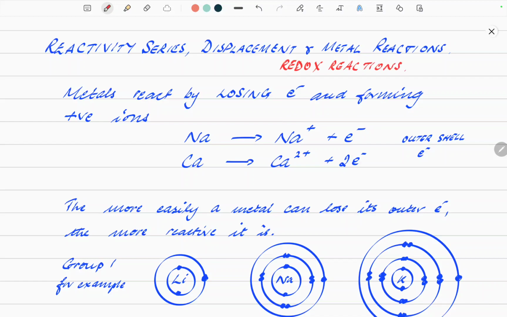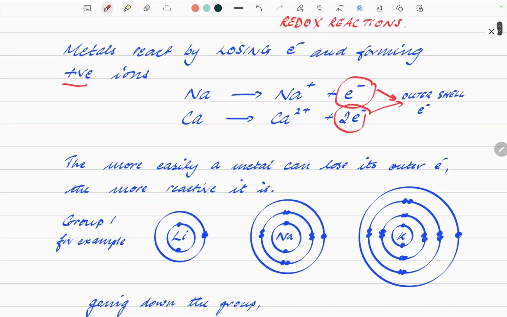Okay, right. First principle, metals react by losing electrons and forming positive ions. For example, sodium loses an electron and forms a sodium plus, Na+, ion, with the electron being lost. Calcium loses 2 electrons to become calcium 2 plus, Ca2+. The electrons that are being lost are from the outer shell in each case. So the number of electrons in the outer shell will actually tell you, incidentally, what type of ion a metal will form. 1 plus, 2 plus, 3 plus, etc.